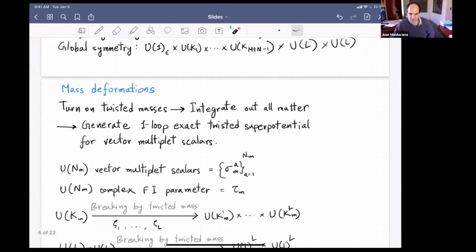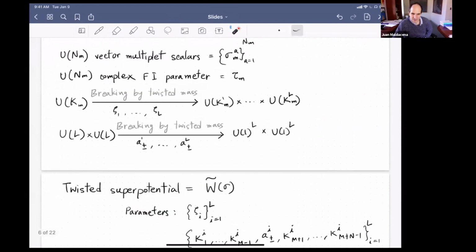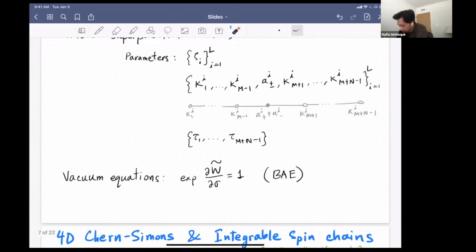I have a question. Could you remind us why the equations involve the exponential of the derivative and not just the derivative of the superpotential equal to zero? You're saying that we could just say this to zero? The condition is that dW tilde d sigma is equal to zero. Yeah, exactly.